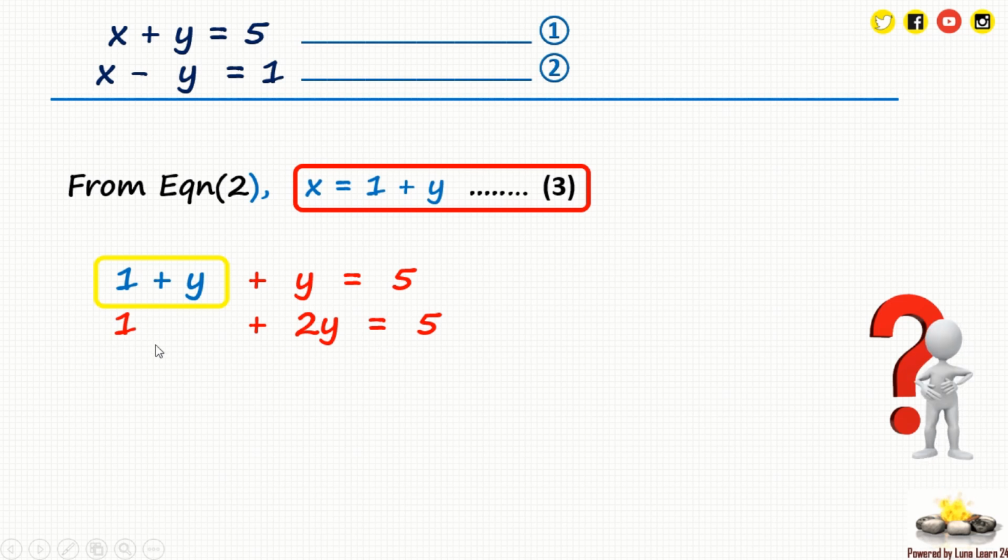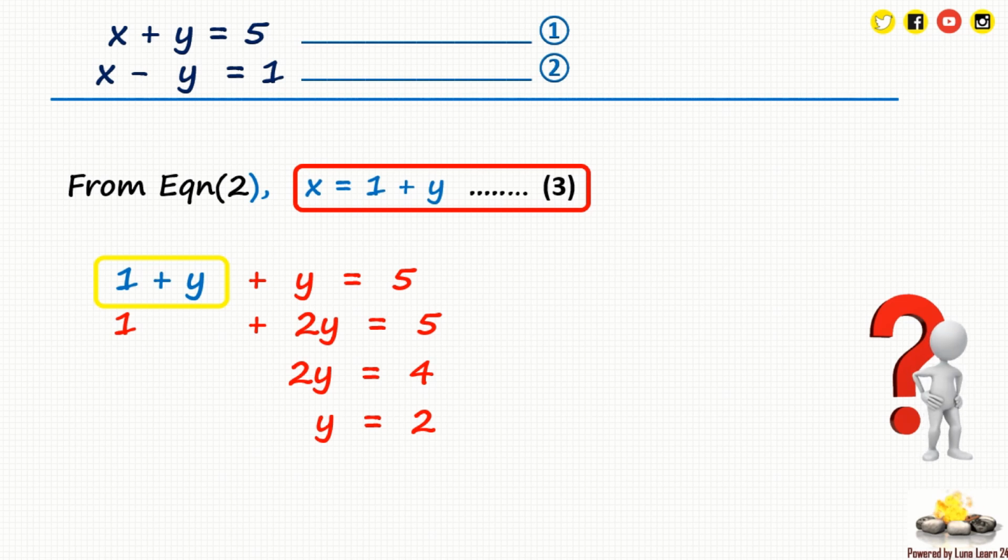Carrying plus 1 from the left-hand side to the right-hand side, so that we have just the unknowns on the left-hand side, will give us 2y equal to 4. Why 4? Because when plus 1 crosses the equality sign, the sign changes from a positive 1 to negative 1. So we are going to have 5 minus 1, which gives us 4. At this point, we have 2y equals 4. Therefore, y is equal to 2. That is dividing both sides by 2.